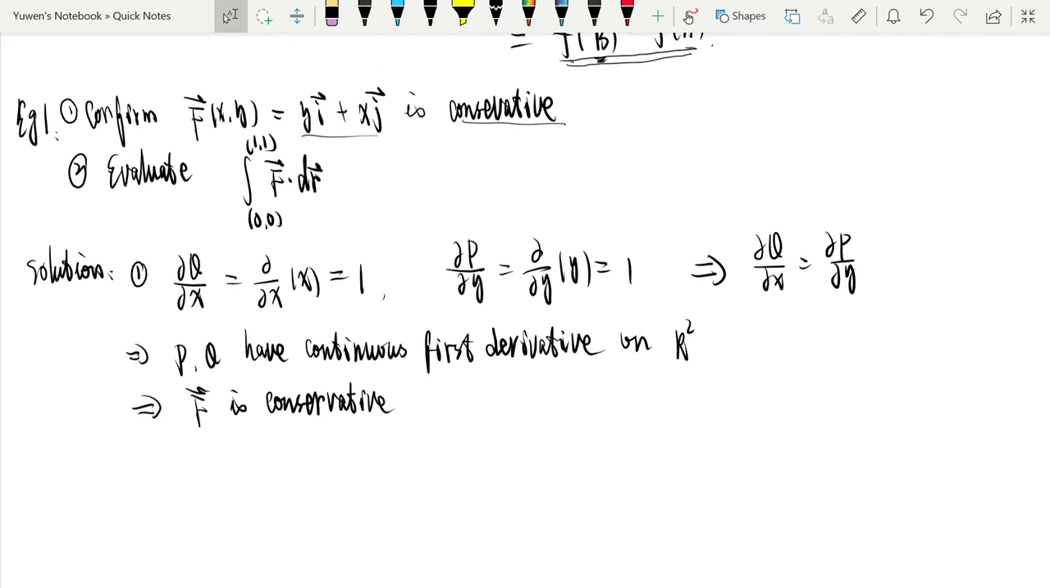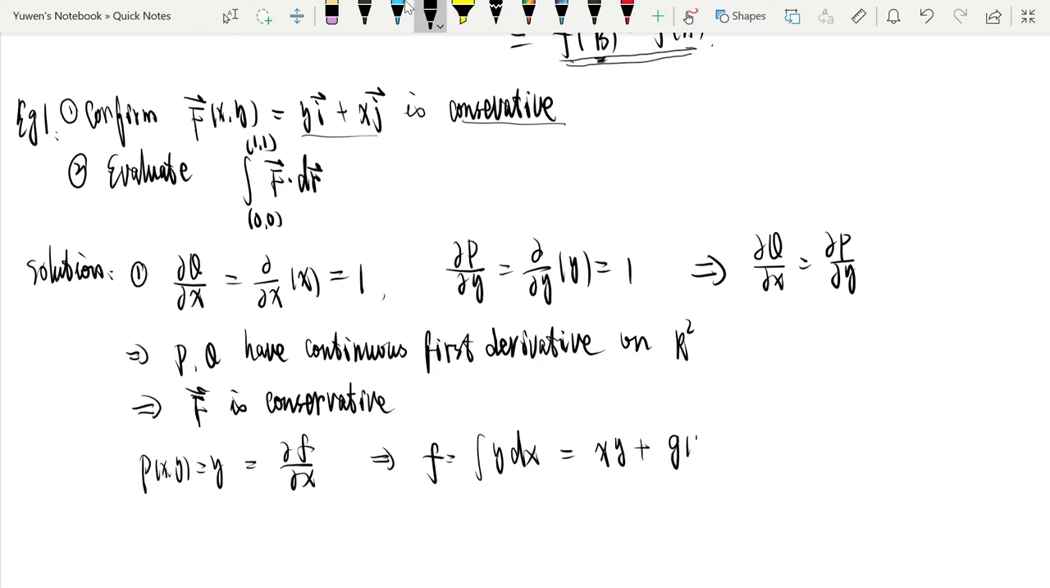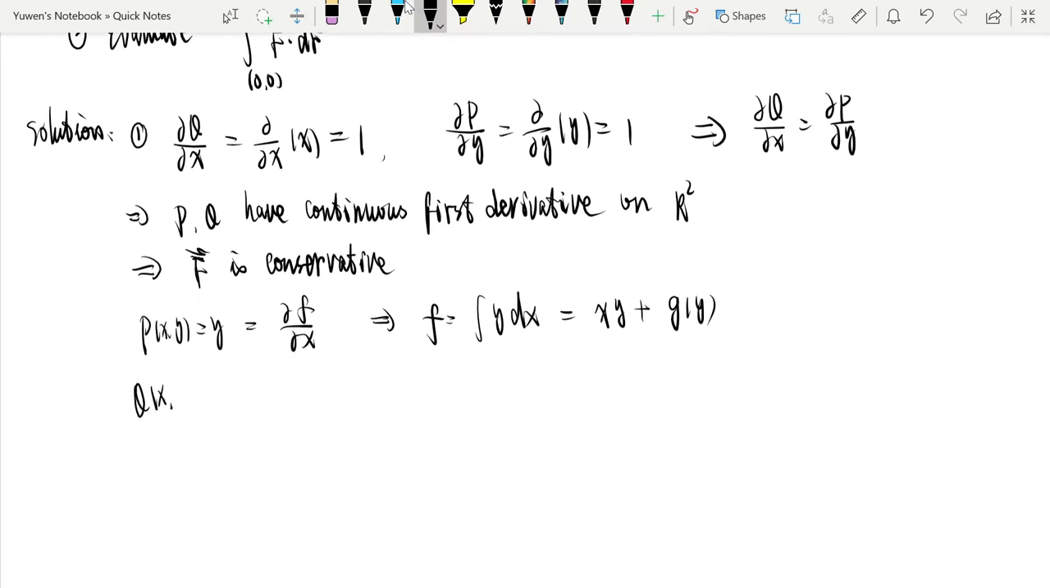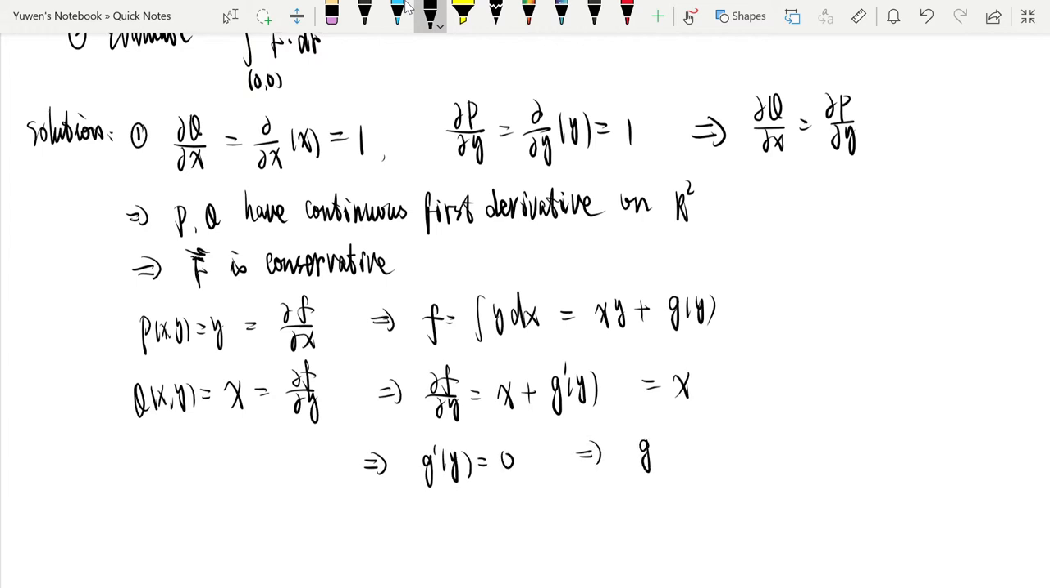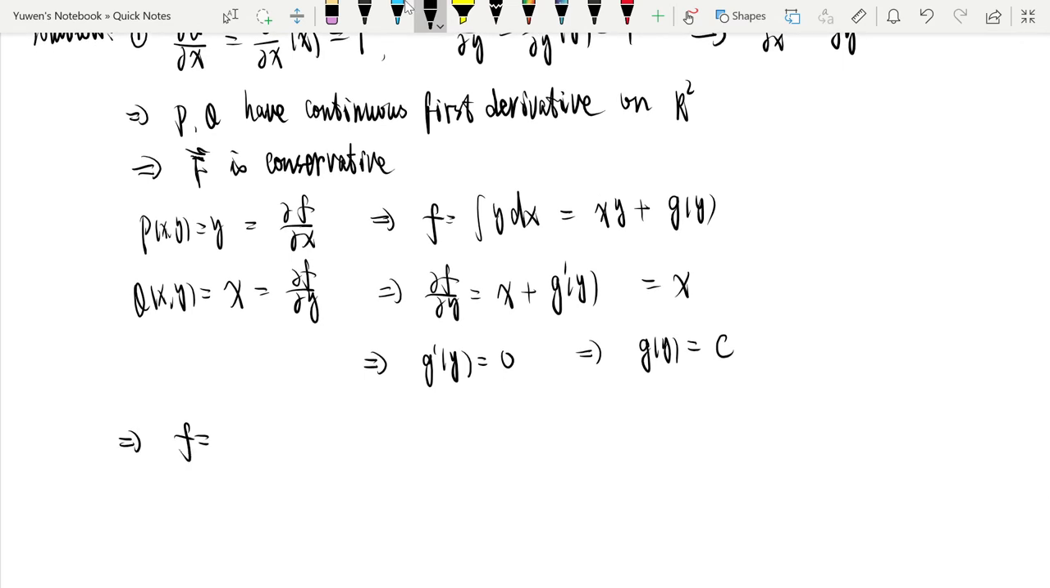Now we need to find the potential function. Because P(x, y) equals y, that is partial f partial x, f equals the integral of y dx, that is xy plus g(y). And Q(x, y), that is x, is partial f partial y. So partial f partial y is x plus g prime y equals x. So g prime y equals 0, so g(y) equals a constant. So we have f equals xy plus a constant. That's the potential function.